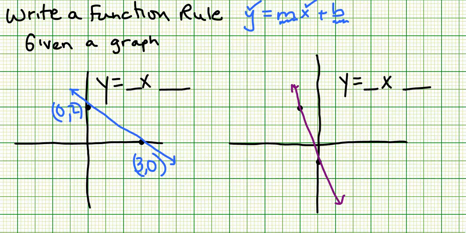Writing function rules. And this time, though, we're going to write function rules when we're starting with a graph. Last time they told us exactly what the slope was, exactly what the y-intercept was, and we were able to write our function rule. This time we'll have to do a little bit of investigating from the graph to determine, once again, the slope and the y-intercept.